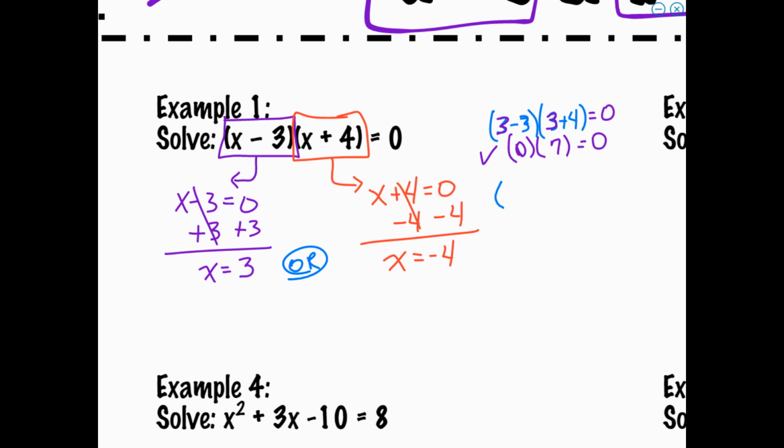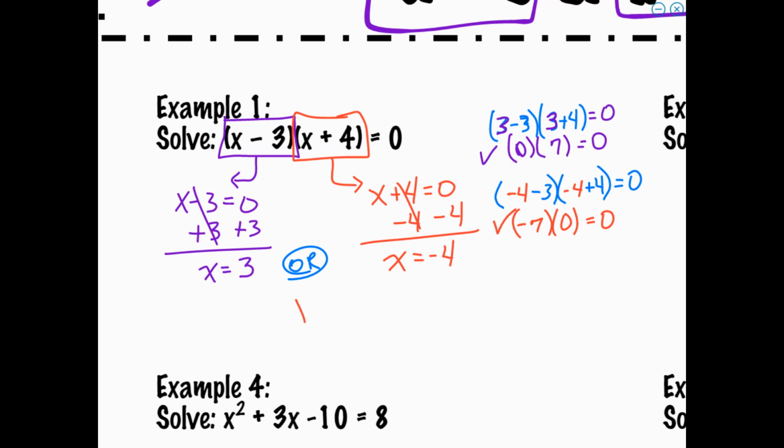Okay, if I check my other one, I would have negative 4 minus 3 times negative 4 plus 4 equals 0. Okay, so what is negative 4 minus 3? Negative 7. So I've got negative 7, and negative 4 plus 4 is 0. Does negative 7 times 0 equal 0? Yes.